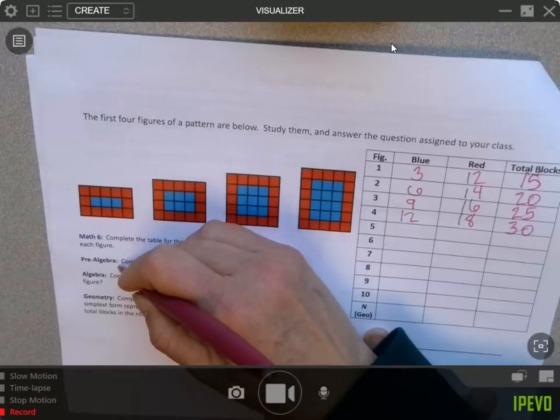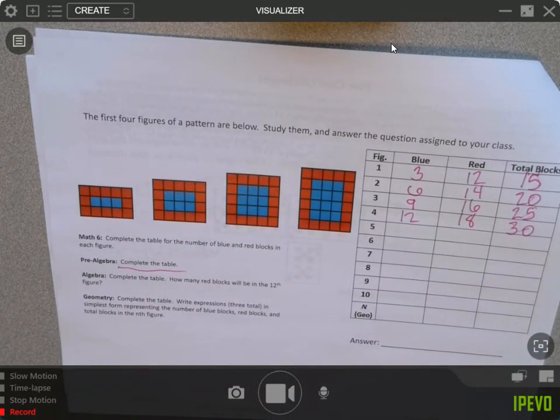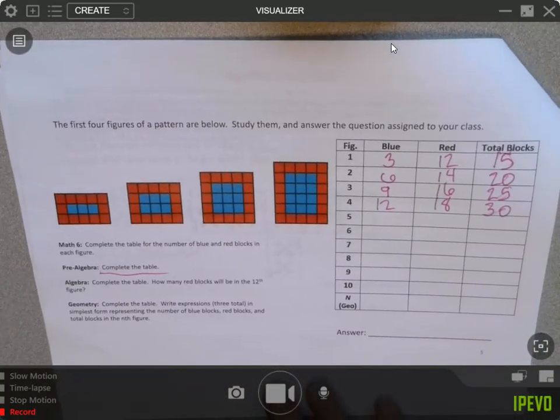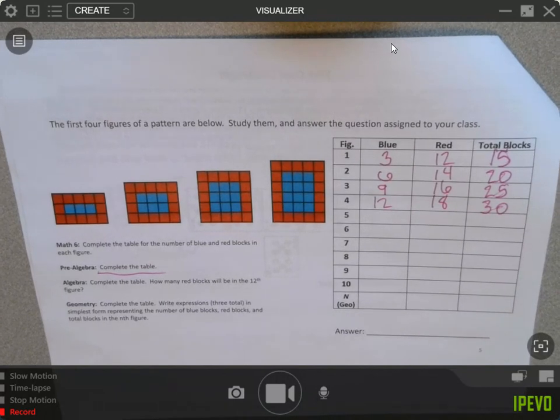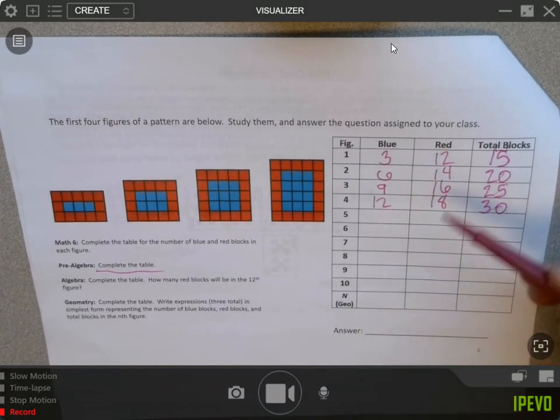You need to complete the rest of the table. Oh my goodness. Easy, easy patterns to find here. Okay? So, complete the patterns for each of those columns. This one's not a tricky one.